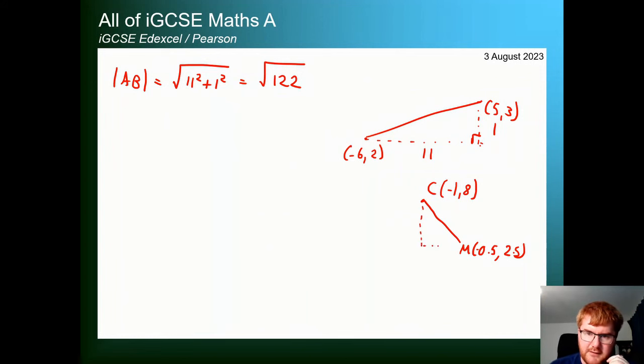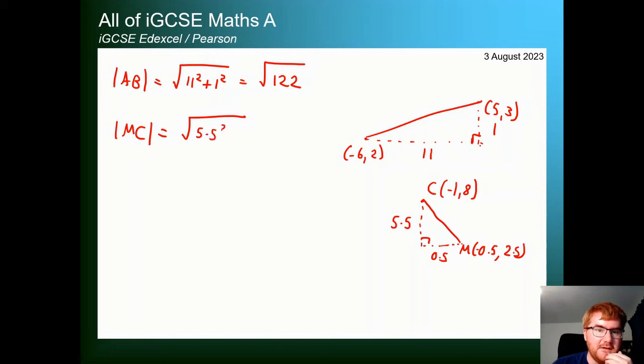So again, we've got our little triangle that we can draw in here. So this is going to be 0.5. This is going to be 5.5. Yep. So therefore, that MC, wait for the MC Hammer comments. If you got to this part of the video, congratulations. So we have 5.5 squared plus 0.5 squared. Pop this into the calculator. So the square root of 5.5 squared plus 0.5 squared, and this gives us square root of 122 over 2.